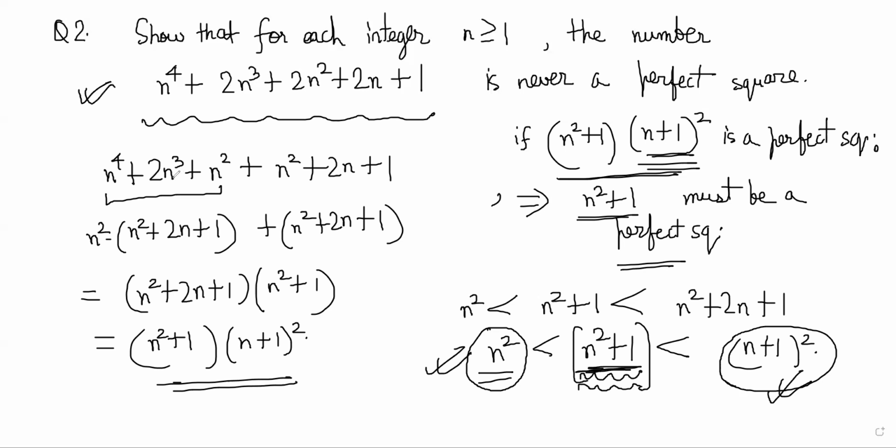The idea of the proof was factorization and then realizing that no perfect square can lie between the squares of two successive integers, right? So that completes the discussion. Let's go to the next one.